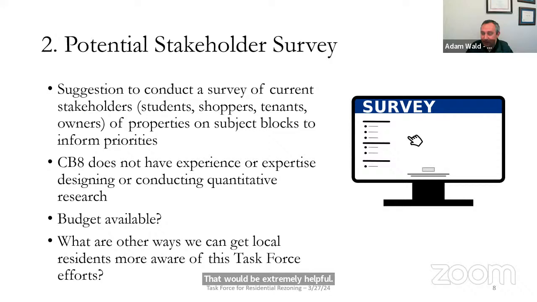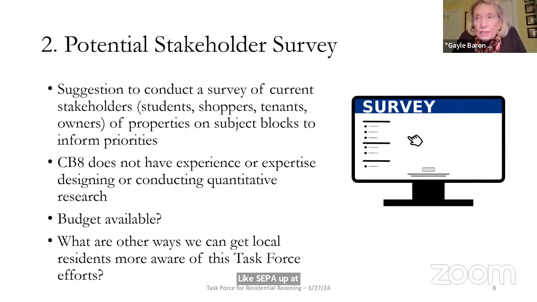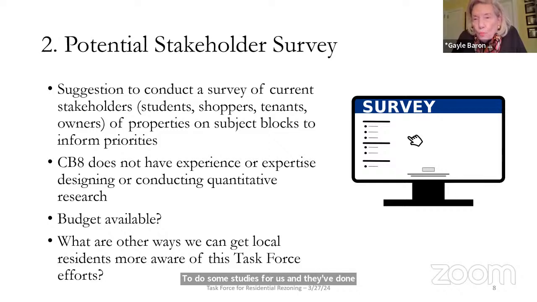So I see Gail raised her hand. One of the thoughts I have, and of course it's going to be based on timing, is going to some of the graduate schools like SIPA up at Columbia. Also, there's the capstone project at NYU. These young people are pretty skilled in different types of quantitative analysis. I'm the president of a foundation, and we have used the NYU students in the past to do some studies for us, and they've done a really good job. So that's one possibility of seeing whether or not we might be able to enlist them.